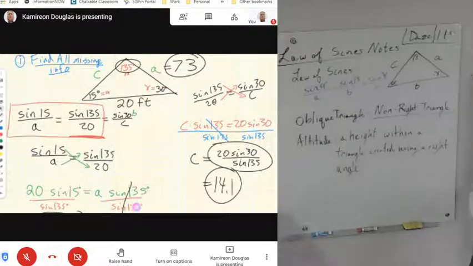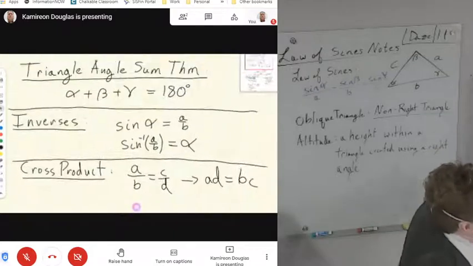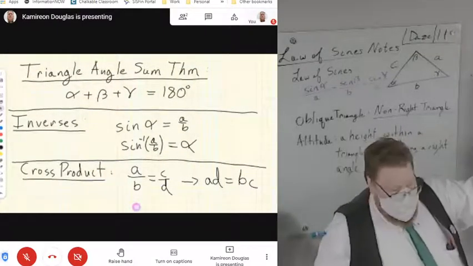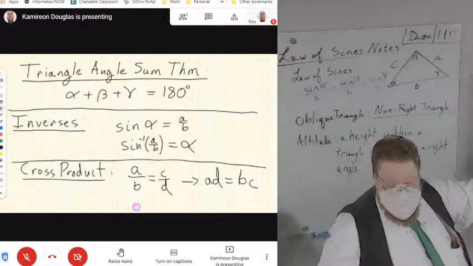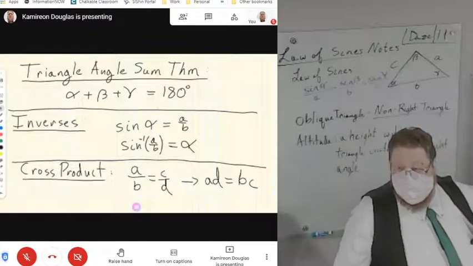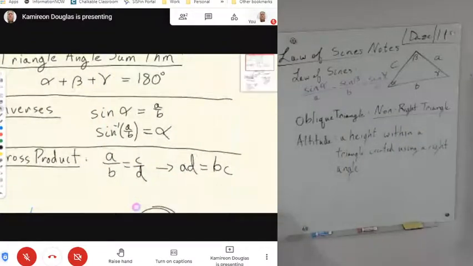Here we go. Remember the big 3? The big 3 pieces you can use to help you out. The triangle sum theorem, really common. The inverses, very common if you're trying to find a missing angle. We'll talk about more of those specifically tomorrow. And the cross product, very, very common, used almost every single time. All right, let's do it. Next problem.